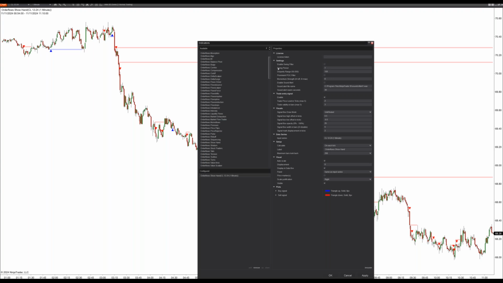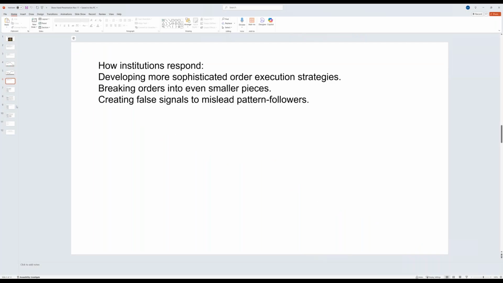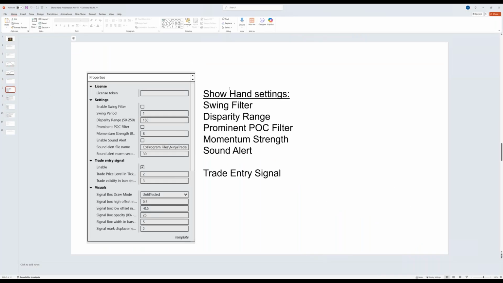Very few settings, and I'll just take you through them really quick here. So really the settings are, there's a swing filter, right? Enable swing filter and the swing period. The disparity range, which is the main one, I'll discuss that in a moment.